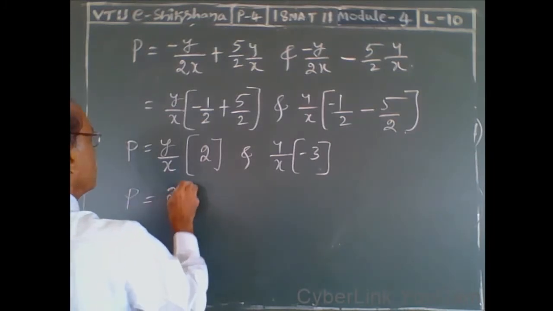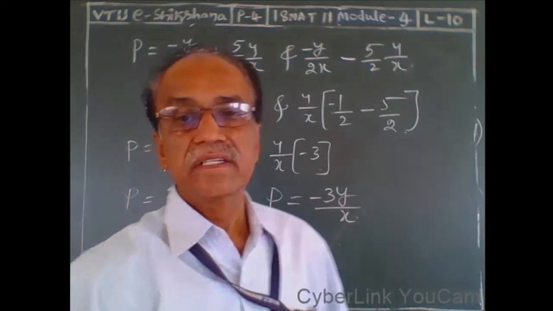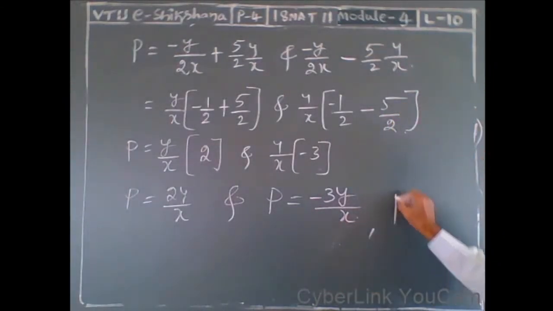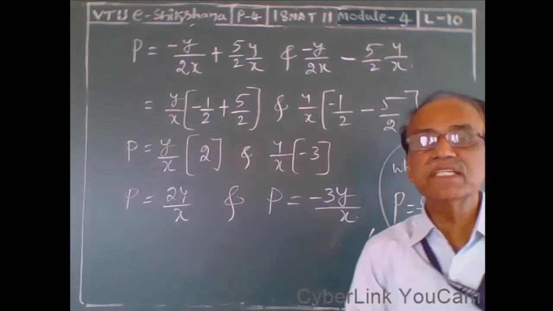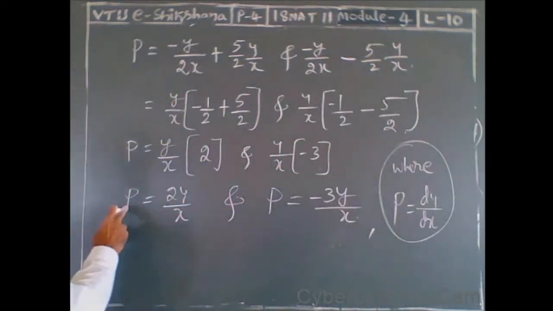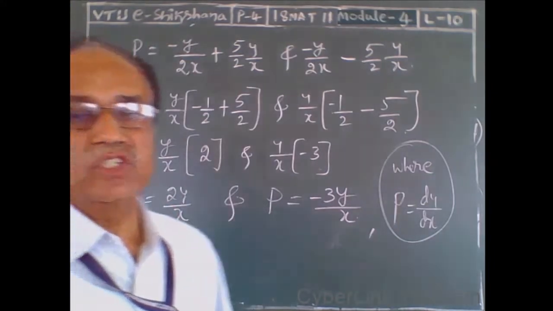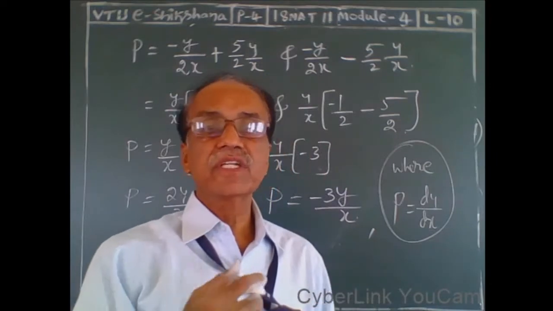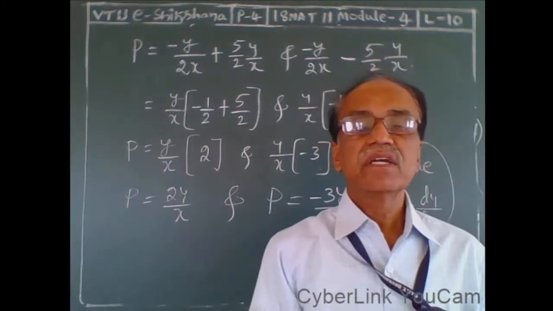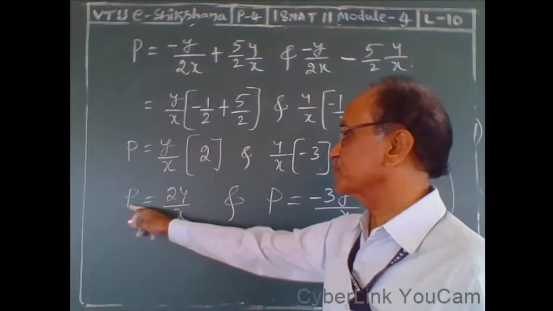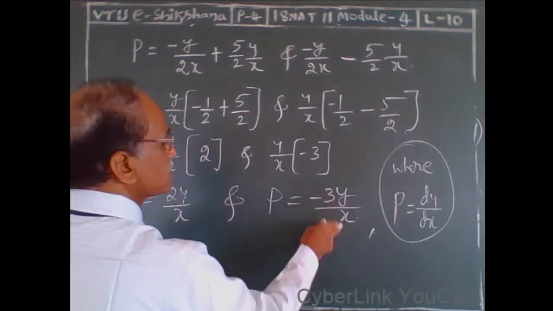Therefore, we have two different differential equations: p is equal to 2y by x, and p is equal to minus 3y by x. These are the two different differential equations, where p is equal to dy by dx. So now we replace p with dy by dx, and then it is y by x. Afterwards we can solve for x and for y. It is obvious that two solutions must exist, because the given differential equation is second degree but first order, so it must possess two values of p.